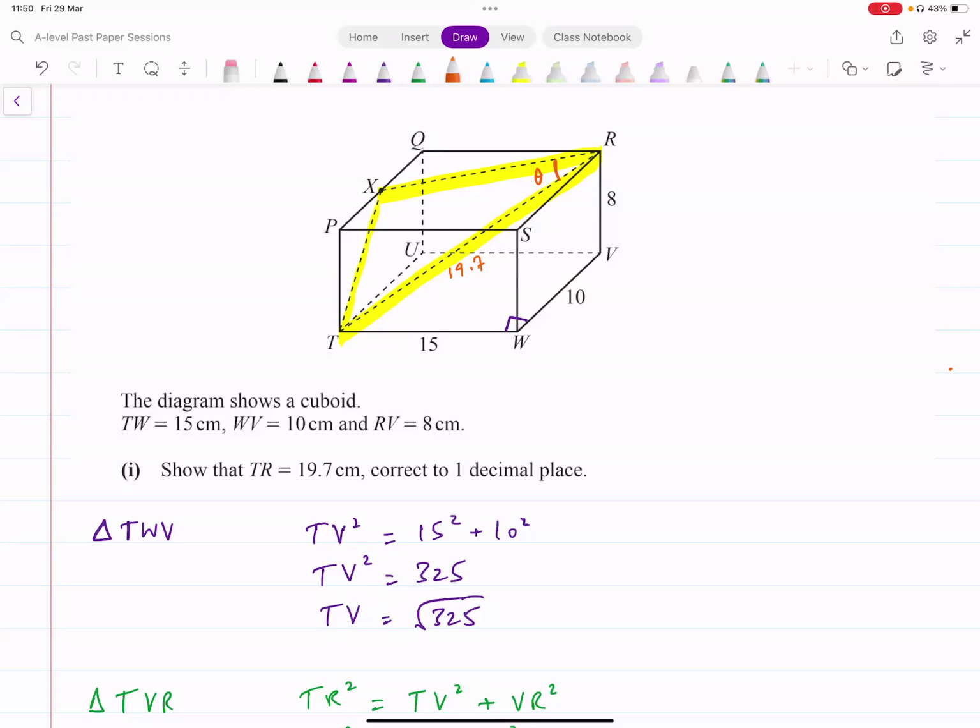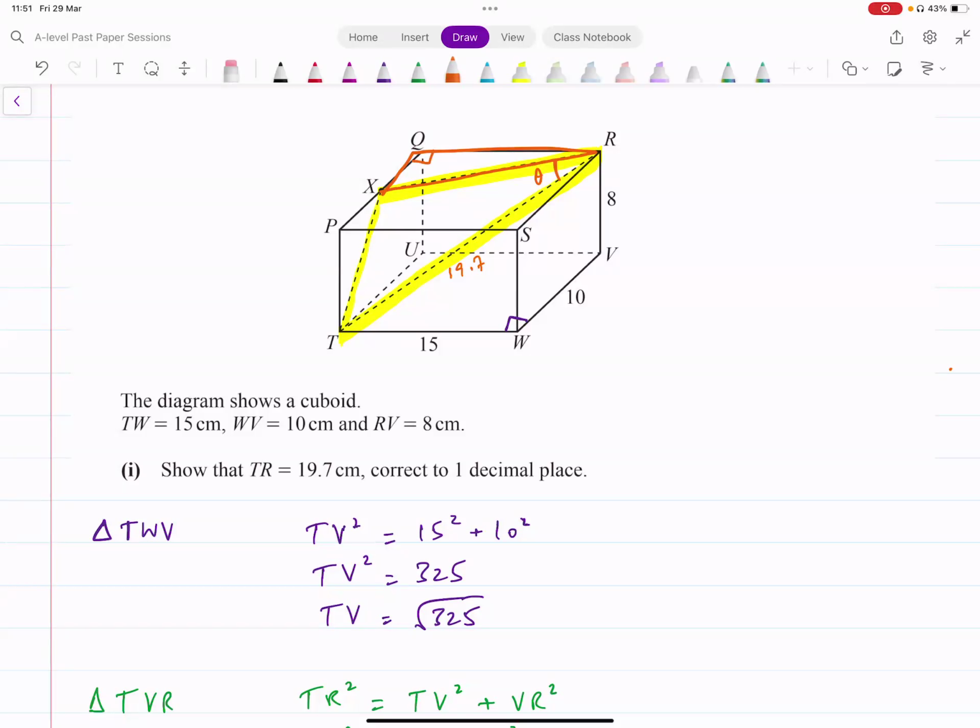What about XR and XT? Do we know any of them? We don't know any of them, but can we find them? We can find them using right angle triangles. So for XRQ, we can use this right angle triangle and find the length of QX. Oh, sorry, not QX, XR, right?